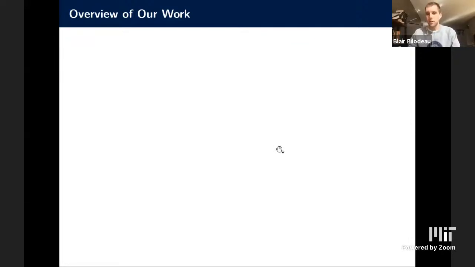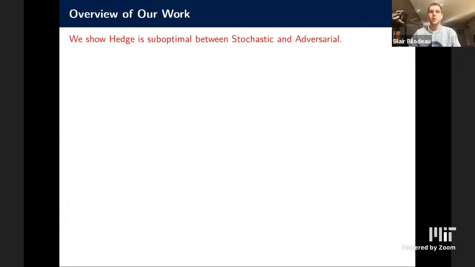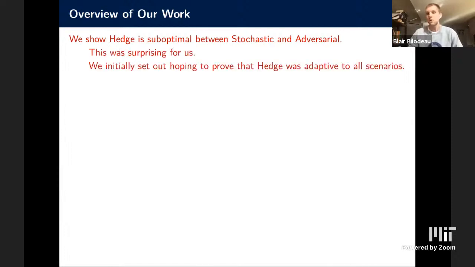So now that Dan has described the setting that we're working in and what it means to do well in this setting, let me give an overview of the results that we're able to state within this setting and notion of performance. The first thing that we're going to show is that hedge is actually suboptimal in between these two endpoints. It's known to be optimal at the stochastic and adversarial endpoints, but it's suboptimal everywhere in between. This was surprising. We actually set out in this work hoping to show that hedge was optimal everywhere. That's a natural thing to expect.